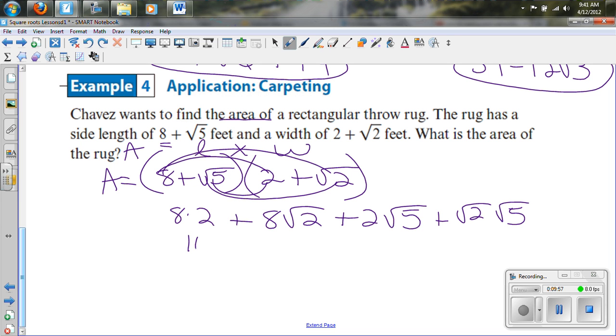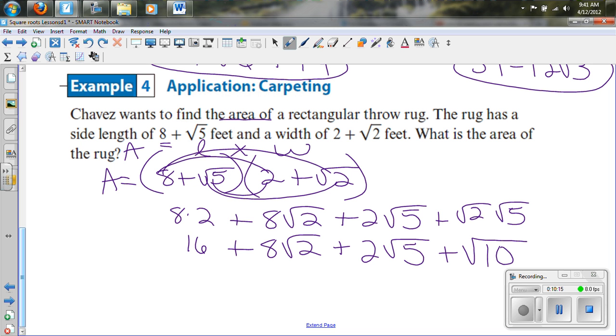This is 8 times 2 is 16, 8 square root of 2 is simplified because square root of 2 can't be broken down anymore. 2 square root of 5 is simplified because it can't be broken down anymore. 5 can't. And then 2 and 5 can't be broken down, so that's just plus the square root of 10. So we're combining those back together as a square root of 2 times 5. And neither one of those can be broken down. We don't know the square root of 2 or 5 or 10. So this is your final answer because we cannot add these together because they do not have like radicals.